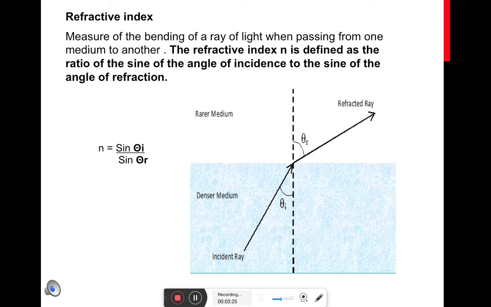So next, the refractive index. As already mentioned, refractive index is a dimensionless quantity which governs the propagation of light through a particular medium. Different mediums have different refractive indices. The definition, as you can see from the slide, is that refractive index is a measure of the bending of a ray of light when passing from one medium to another. The refractive index is denoted by the letter n. Numerically, it can be expressed as the ratio of the sine of the angle of incidence to the sine of the angle of refraction: n is equal to sine theta I by sine theta R.